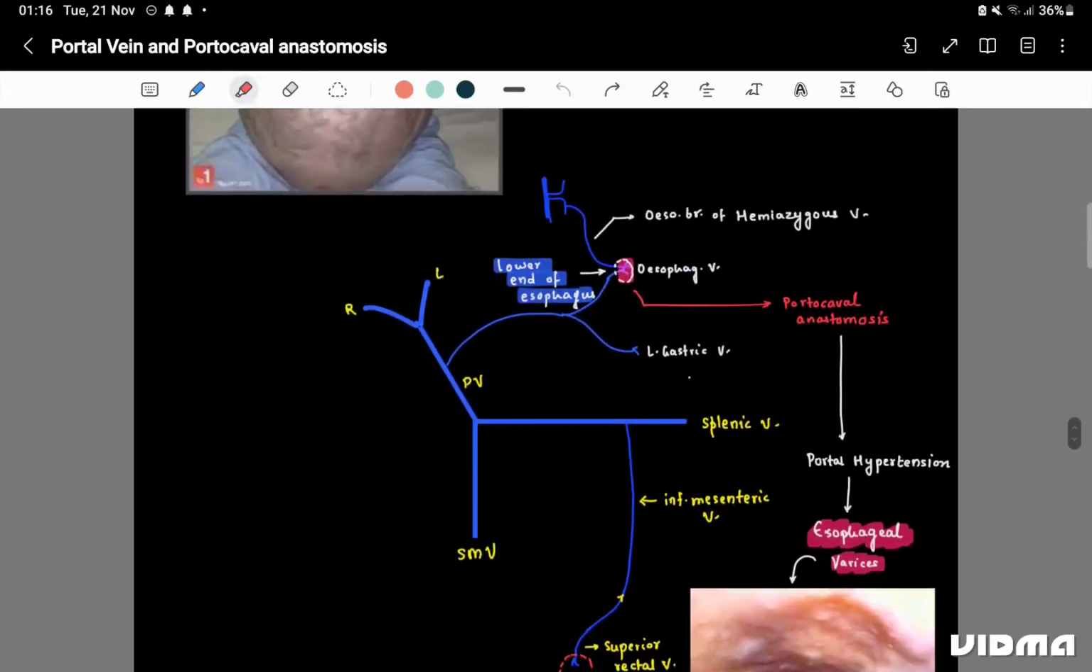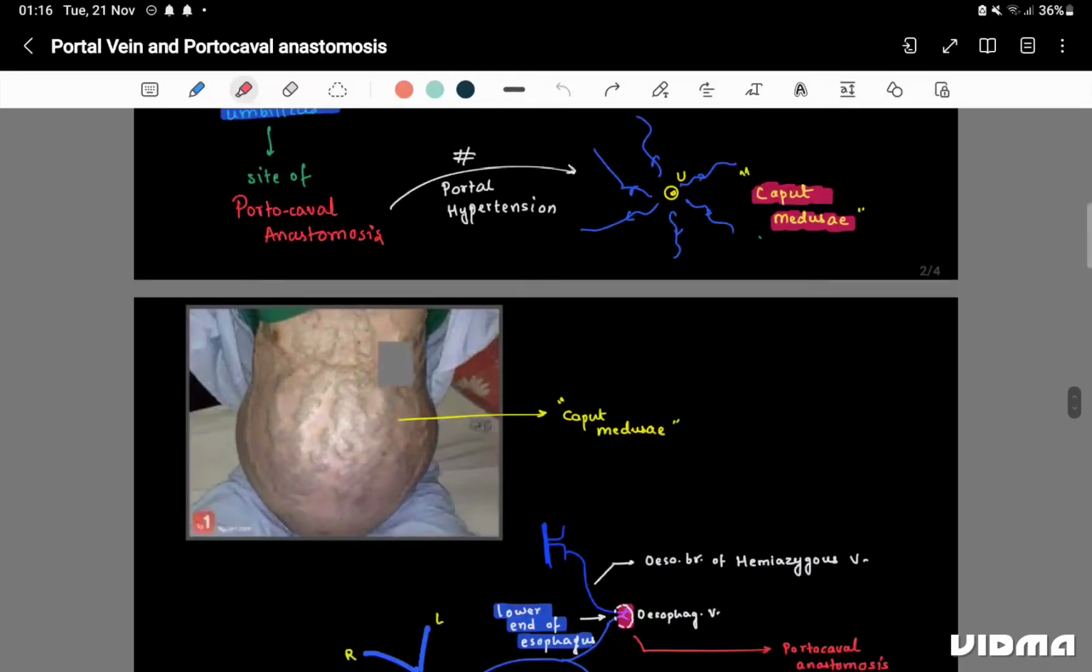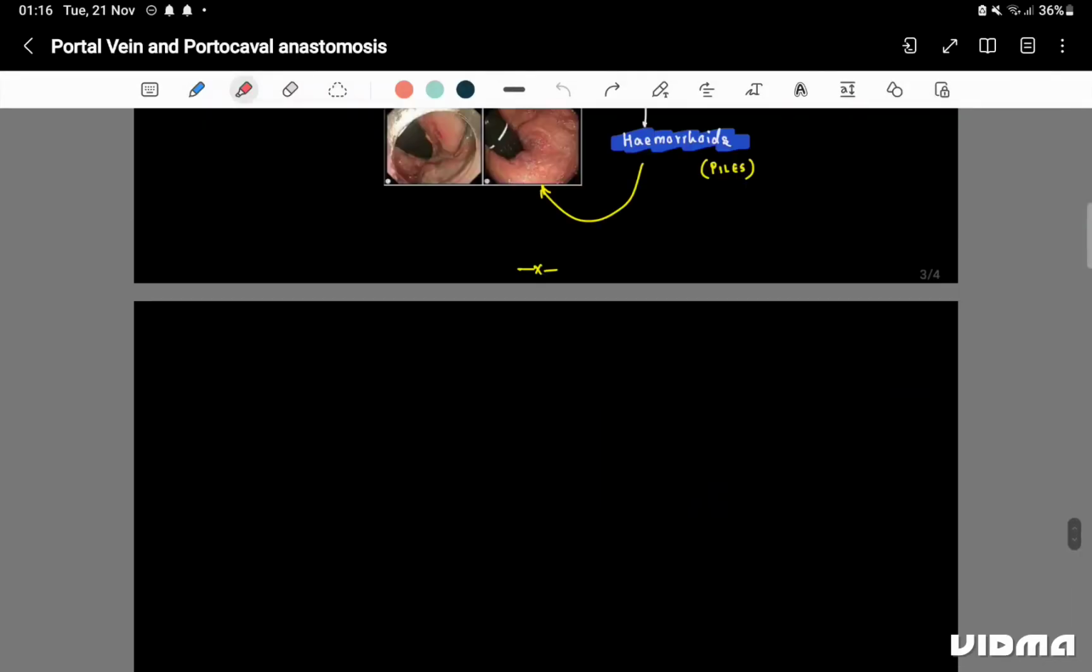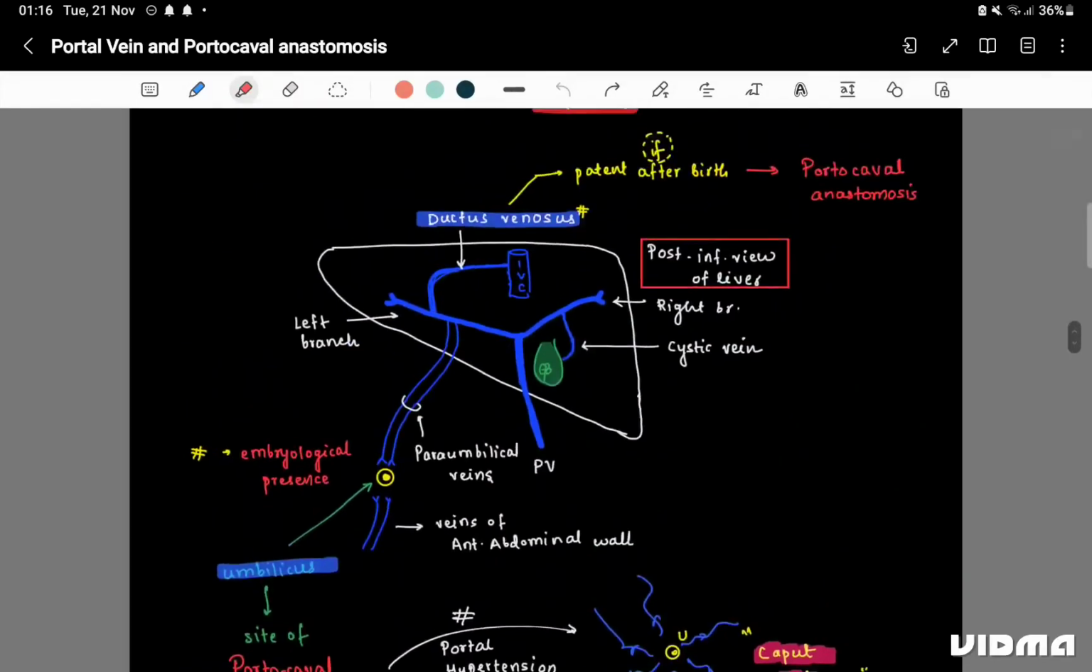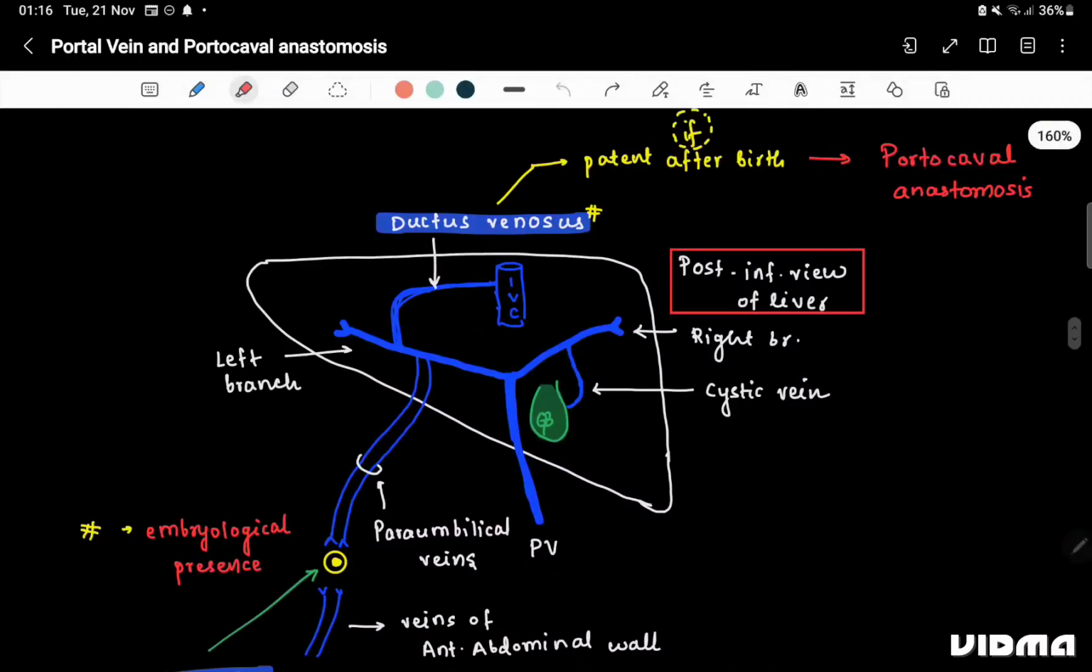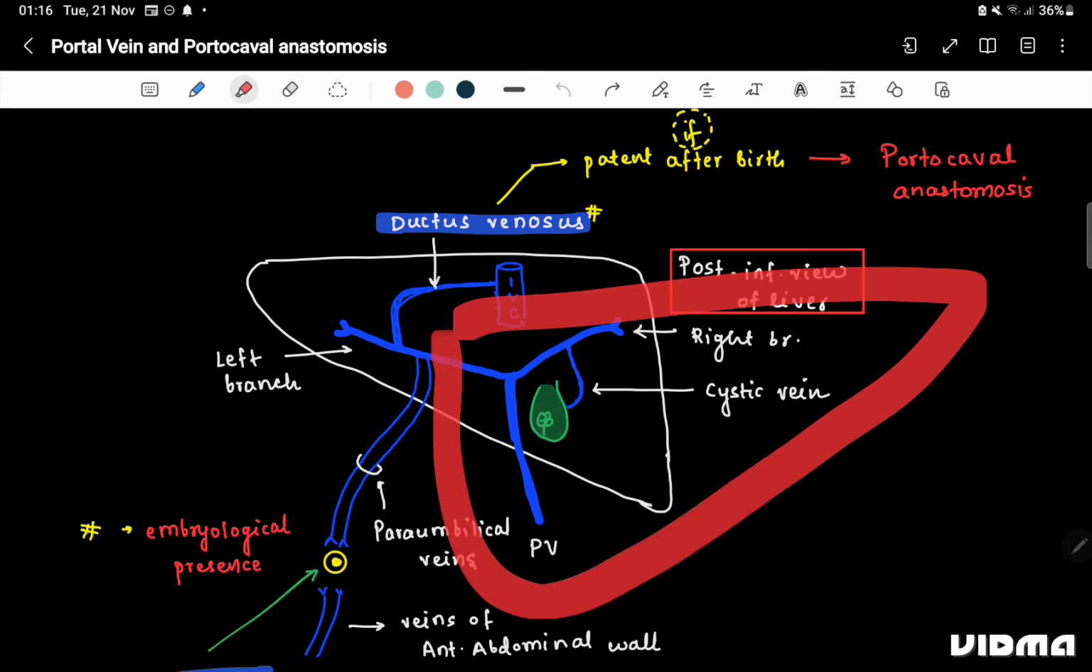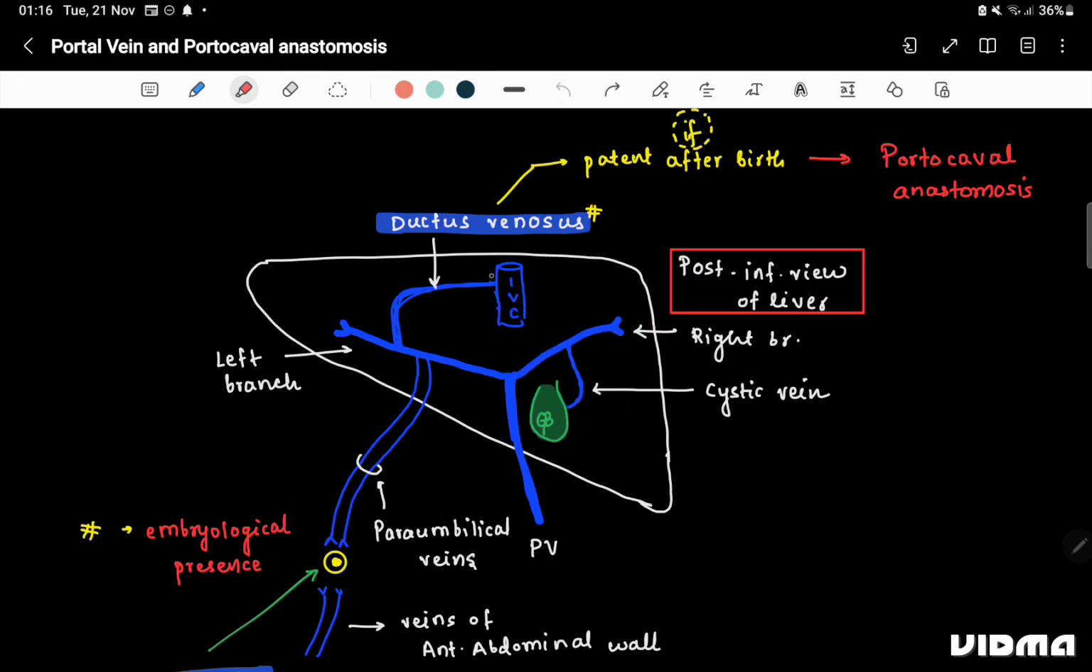Then we'll talk about the portocaval anastomosis and what are the points of the portocaval anastomosis that is present in the liver. So talking about that, our liver has this impression, if you see the posterior inferior view of the liver. Then we have the inferior vena cava present over here, as in the anterior view of the liver, we have the impression of your IVC present in the liver. So we have the inferior vena cava present, and this is the ductus venosus, which is connecting.